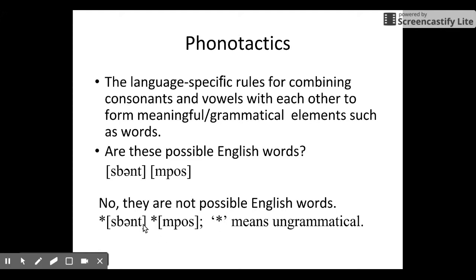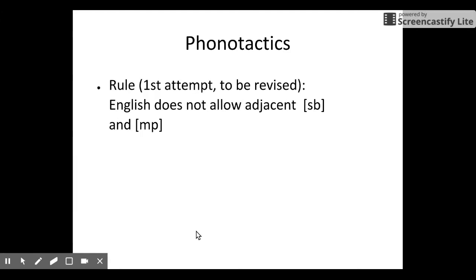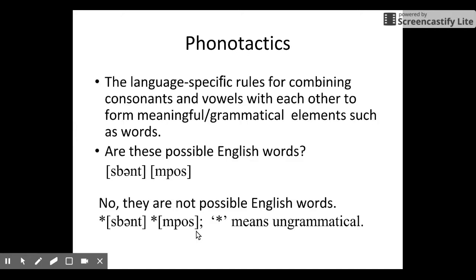And we use star. If you are a native English speaker, I think you have the intuition. When someone says spent, you feel something strange. This is not a possible English word. And the same applies for impulse. Okay. So let's try to formalize some rules to rule out these two sound combinations.